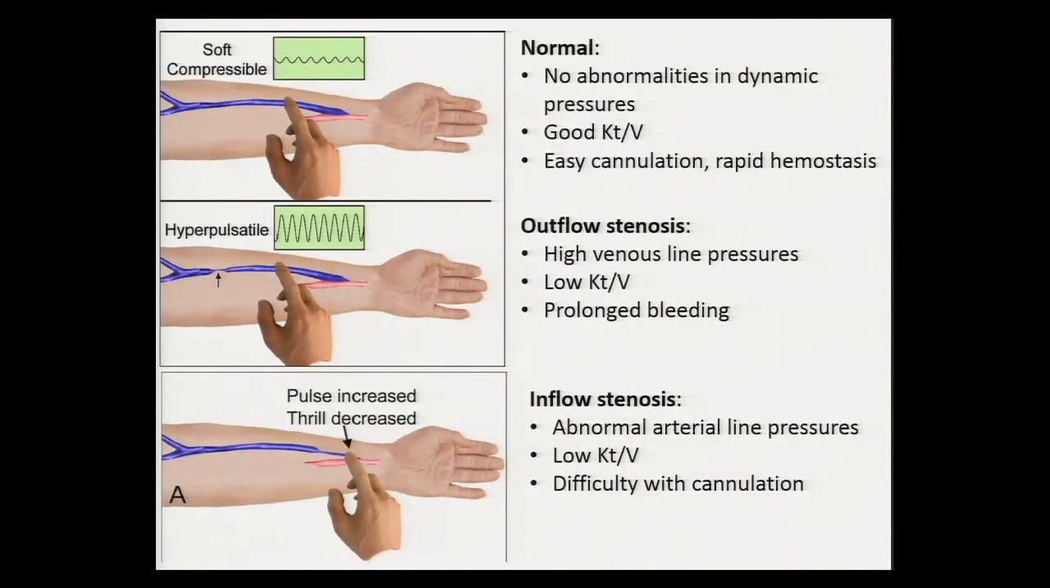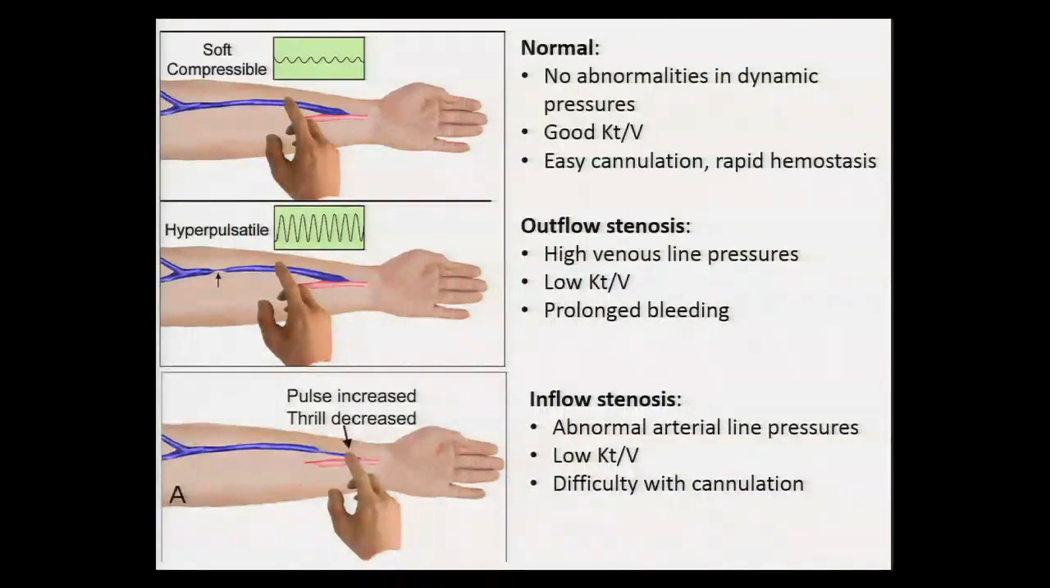Cannulation is easy. The nurse doesn't have to look hard for the vein. And when they remove the needles at the end of dialysis, there's not a prolonged bleeding. Usually hemostasis is obtained within 5 to 10 minutes just by holding light manual pressure. If there's outflow stenosis, there's going to be high venous pressures.